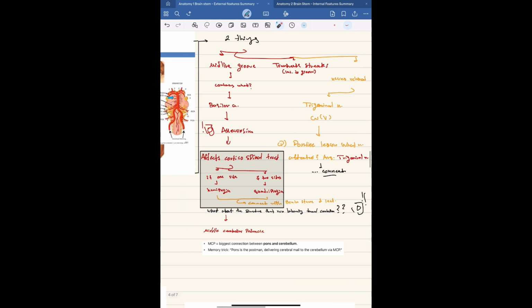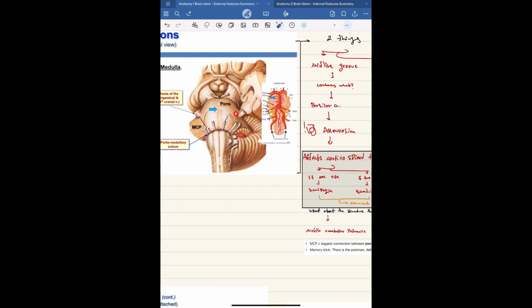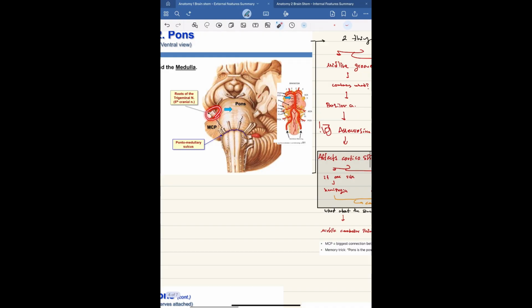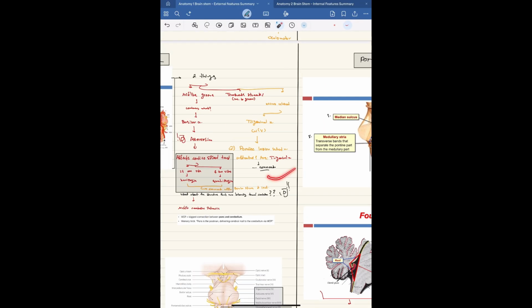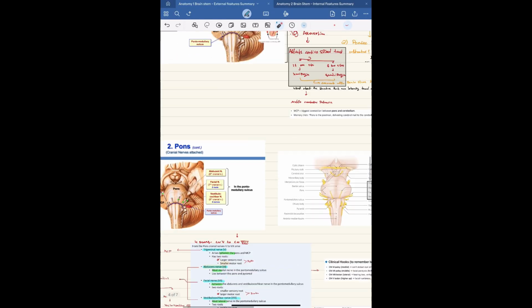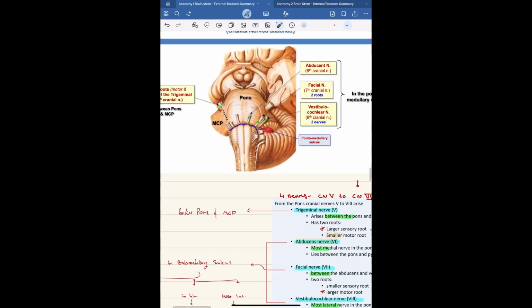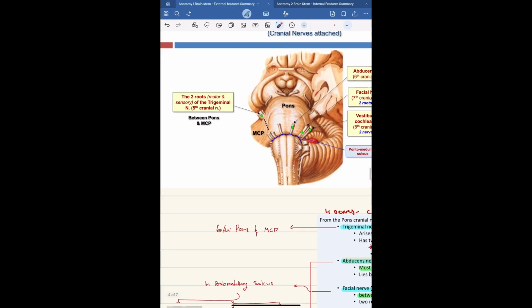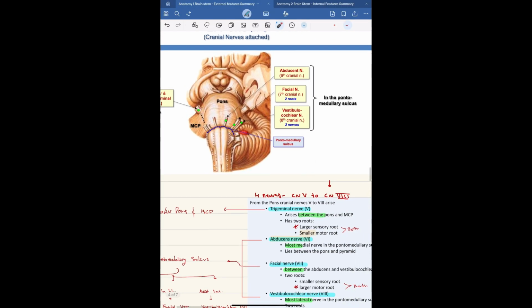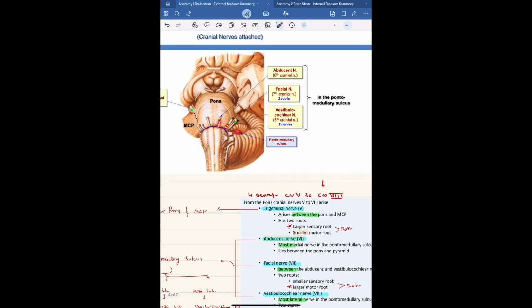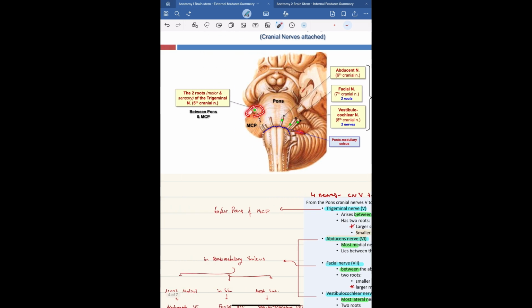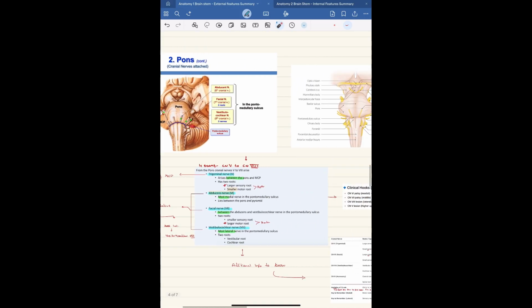Now, regarding the trigeminal nerve, if you have a pontine lesion, a pons lesion, what will be affected? Just take a guess. It is the trigeminal nerve, right? And let's go down. Yeah, here, these are the nerves. This is the slide for it. Here's your cranial nerve number 6, number 7, and number 8. Pontomedullary sulcus. This is your trigeminal nerve, and here you have 2 roots, motor and sensory. I'll show it to you also in the internal features in a second.